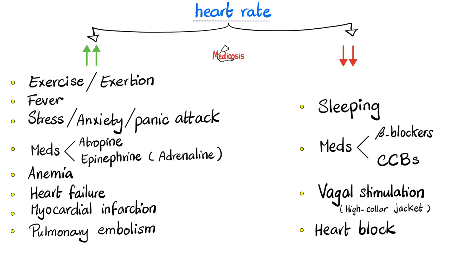Causes of tachycardia include exercise or exertion. Fever and tachycardia go hand in hand. Stress, anxiety, or panic attack can lead to tachycardia. Medications, not all of them but some of them, such as atropine and epinephrine. Atropine blocks the parasympathetic. The parasympathetic should slow down the heart, but when you block it, you will speed up the heart. Epinephrine speeds up the heart from the beginning.